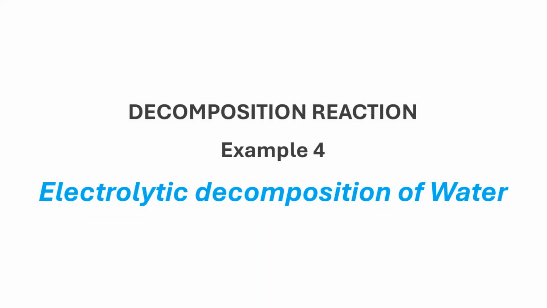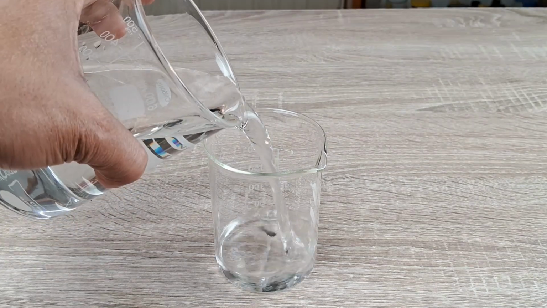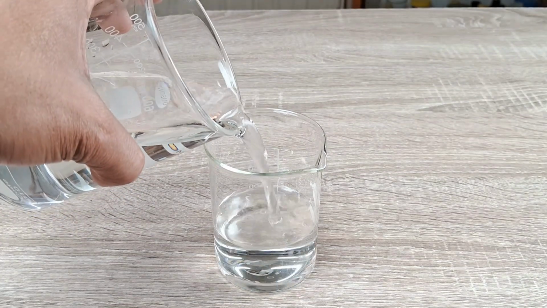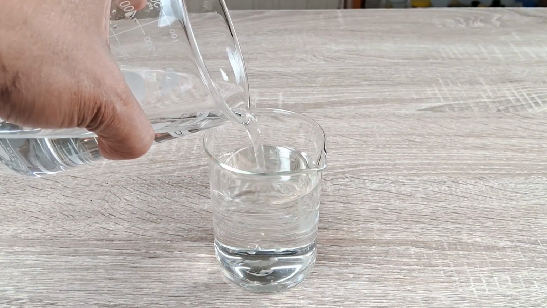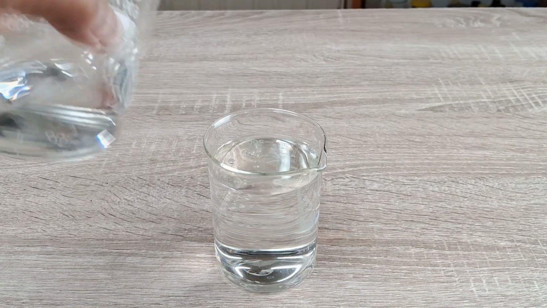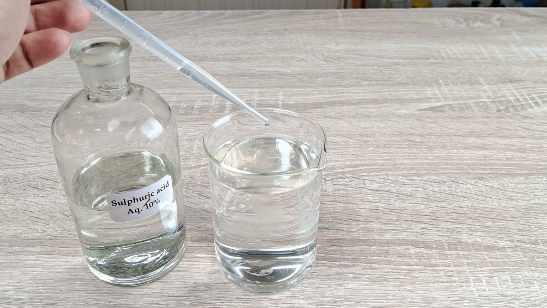The power of electricity can also cause chemical decomposition reactions. Electrolysis of water is a fine example. To perform this experiment, take the 250 or 500 ml beaker and fill it with clean water almost till the brim. Add several drops of dilute sulfuric acid to the beaker and stir.